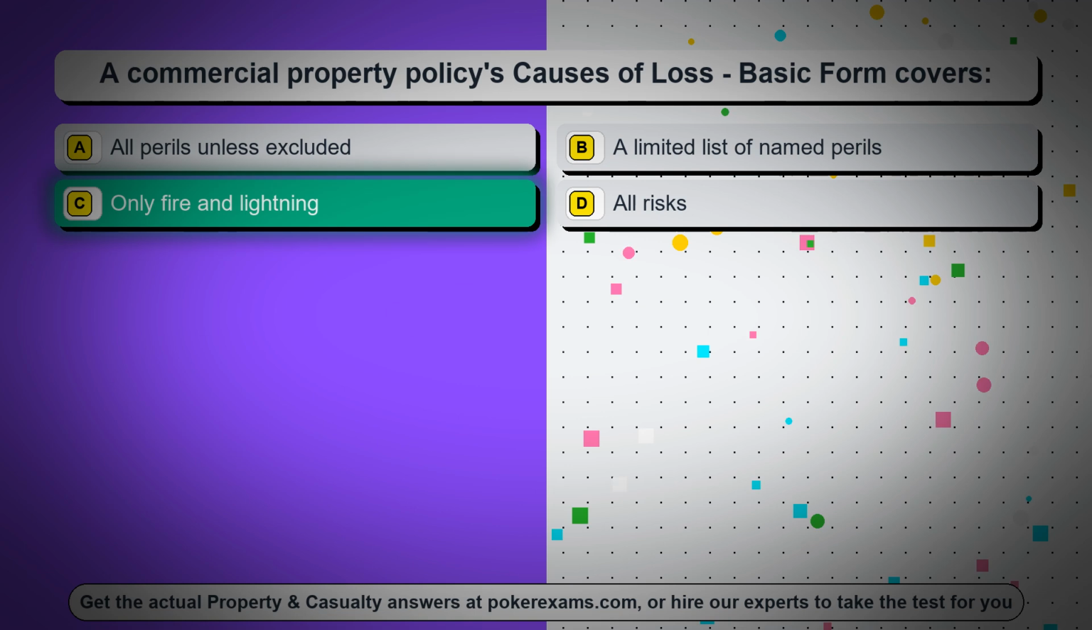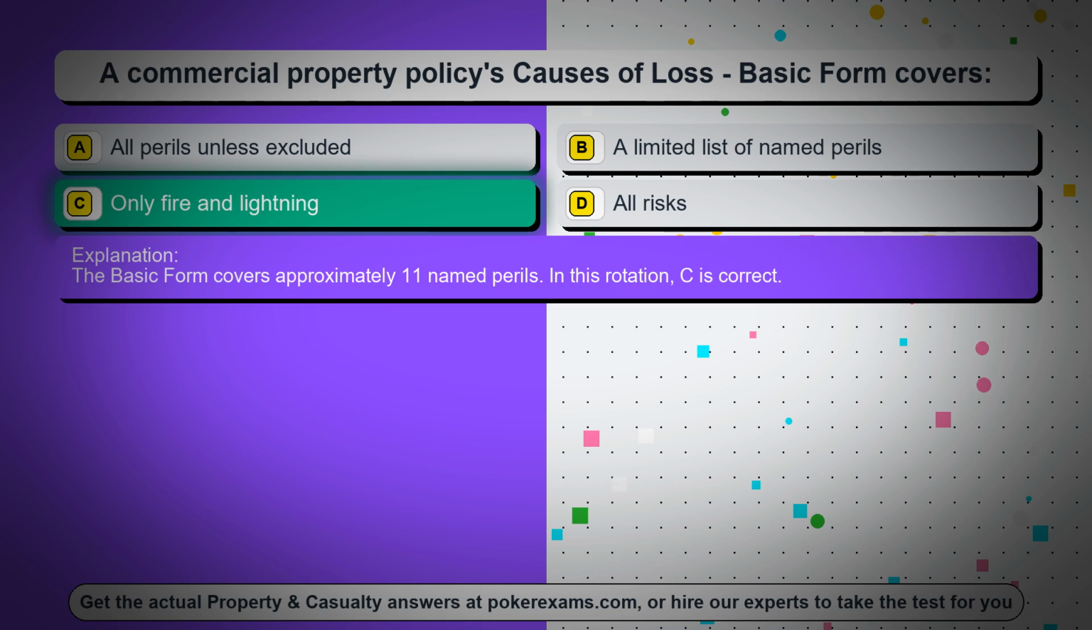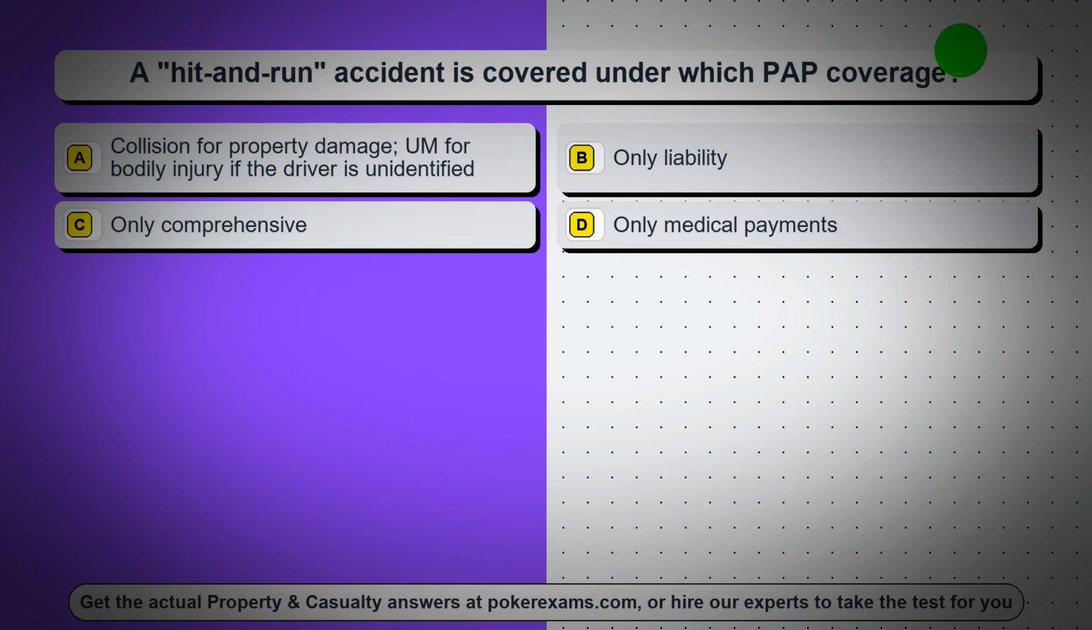The correct answer is option C, only fire and lightning. The basic form covers approximately 11 named perils. In this rotation, C is correct. Question 27. A hit-and-run accident is covered under which PAP coverage?